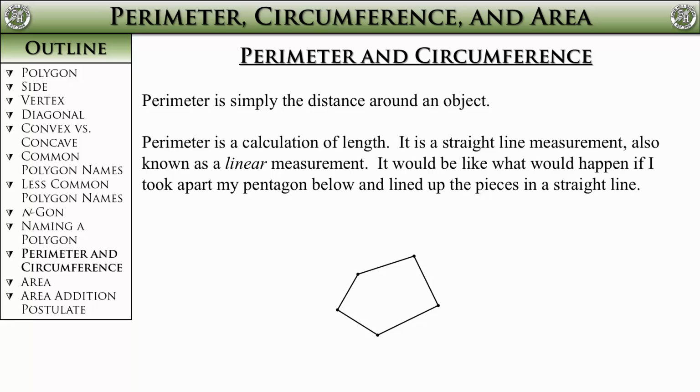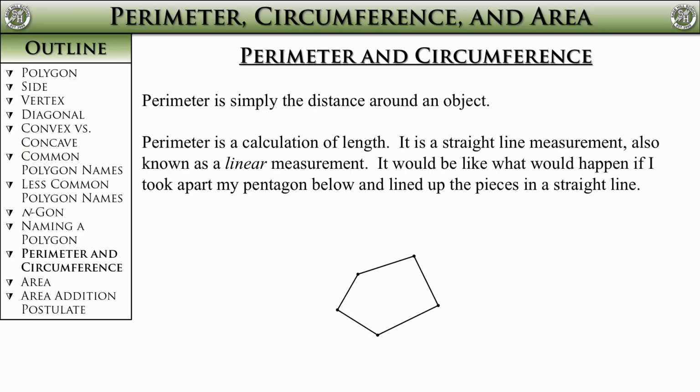With that background information done, we can get to the main part of this section, which hopefully is still review for you. First, we have perimeter. Perimeter is simply the distance around an object. It has nothing to do with the inside of the object. Perimeter is a calculation of length, and thus it is a linear measurement.